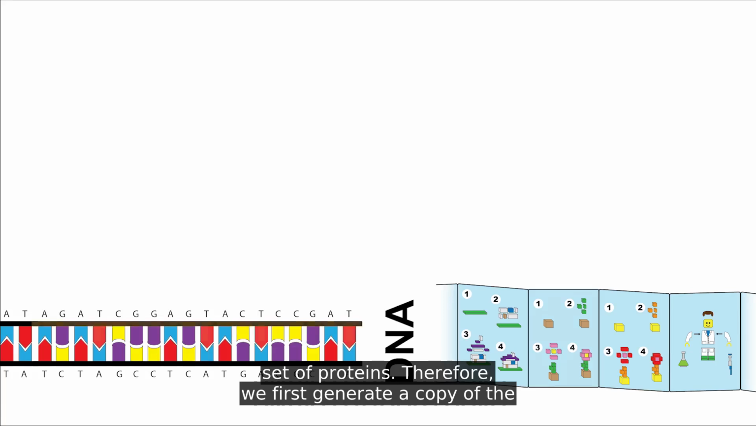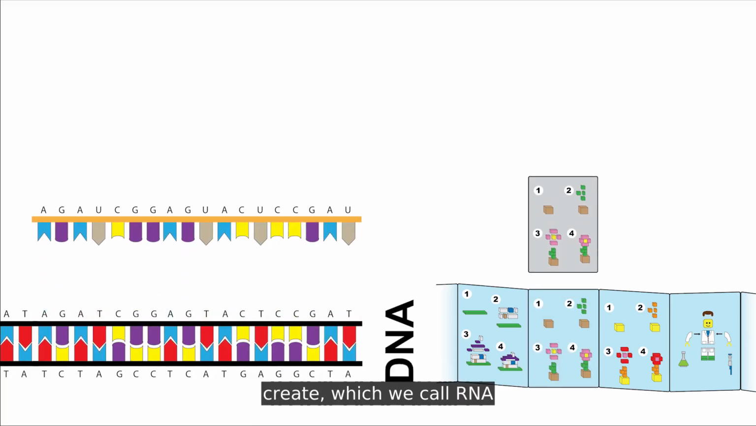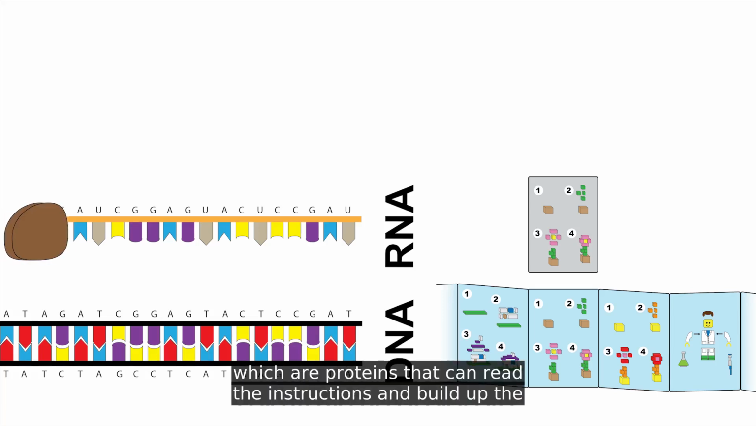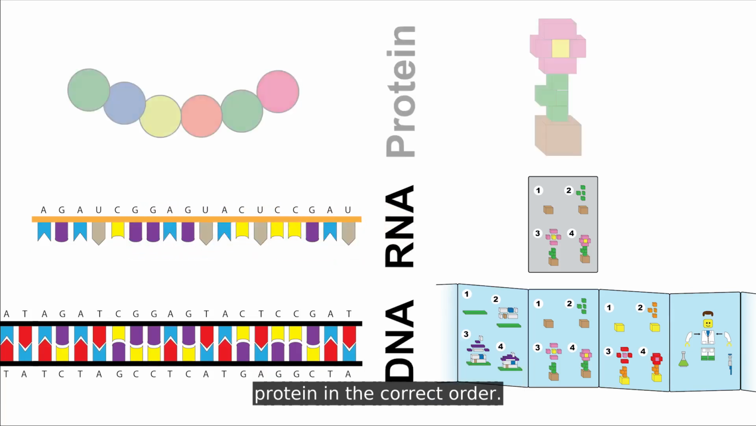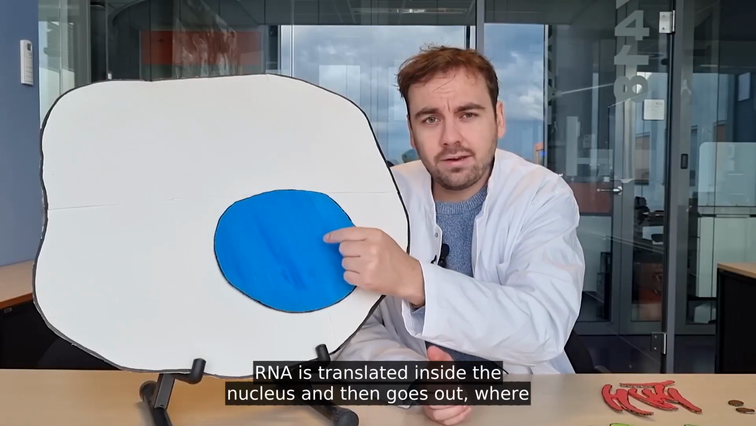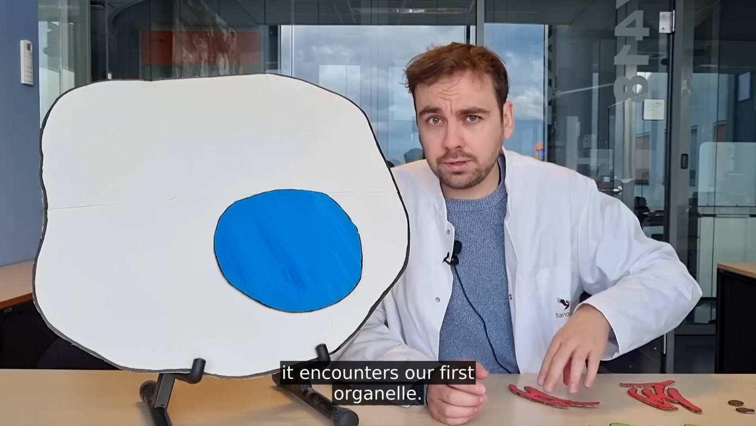Therefore, we first generate a copy of the code, or the instructions, for the specific protein we want to create, which we call RNA. And this RNA is then translated by ribosomes, which are proteins that can read the instruction and build up the protein in the correct order. Now, to see where this happens, we go to the next organelle. RNA is translated inside the nucleus and then goes out, where it encounters our first organelle.